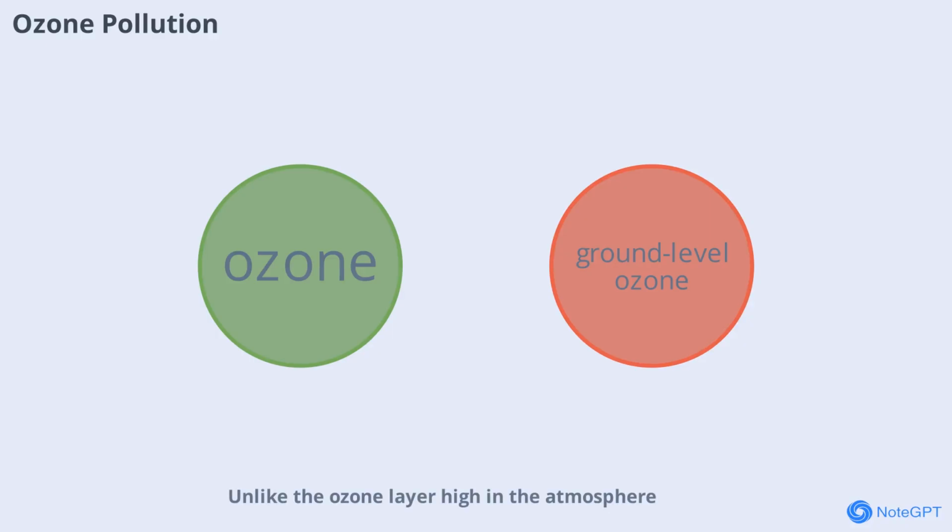Unlike the ozone layer high in the atmosphere, ground-level ozone forms when pollutants from cars and factories react in sunlight. High ozone levels can cause chest pain, coughing, and worsen asthma or other lung diseases. Children and people who spend a lot of time outdoors are especially at risk. The AQI tracks ozone concentrations and issues warnings when levels are high, helping people avoid exposure during peak time.